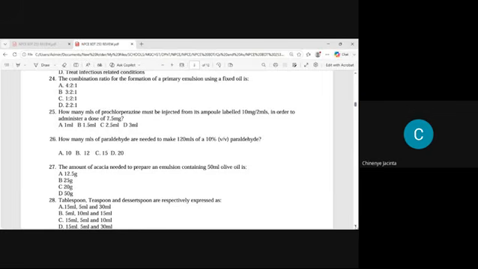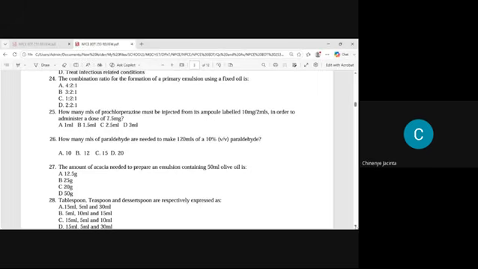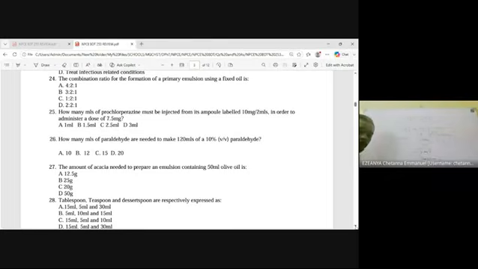The combination ratio for the formulation of a primary emulsion using a fixed oil is A, 4:2:1. Is that the answer? Yes, because 4 is to the oil, 2 is to the water, 1 is to the gum. OWG for fixed oil. Example of fixed oil is what?